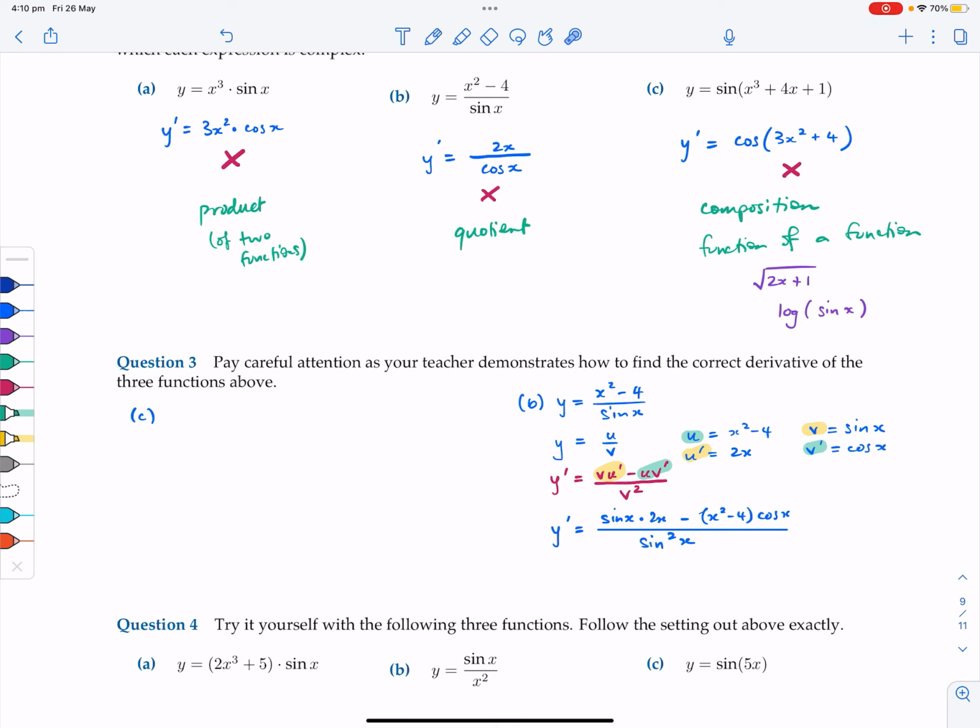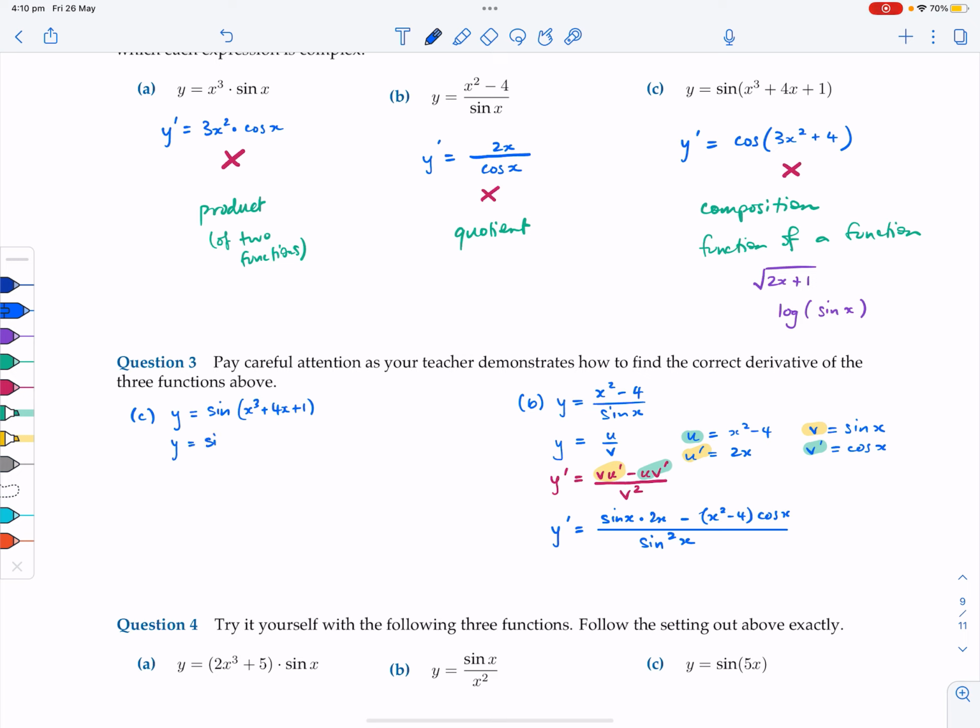But composition is completely different. If this is y equals sine x times that, then that's a product, but it's not. It's the sine of this. Very different indeed. All right. So y equals sine of x cubed plus 4x plus 1. That's the question.